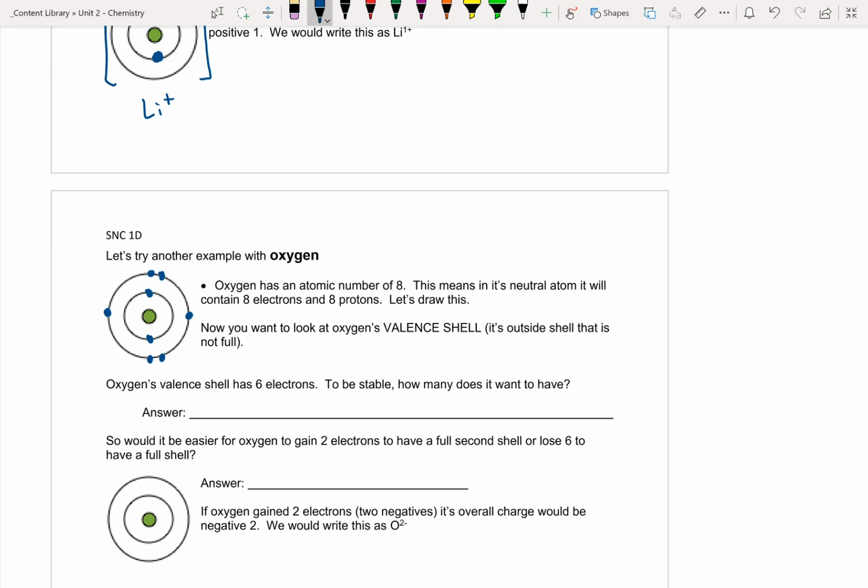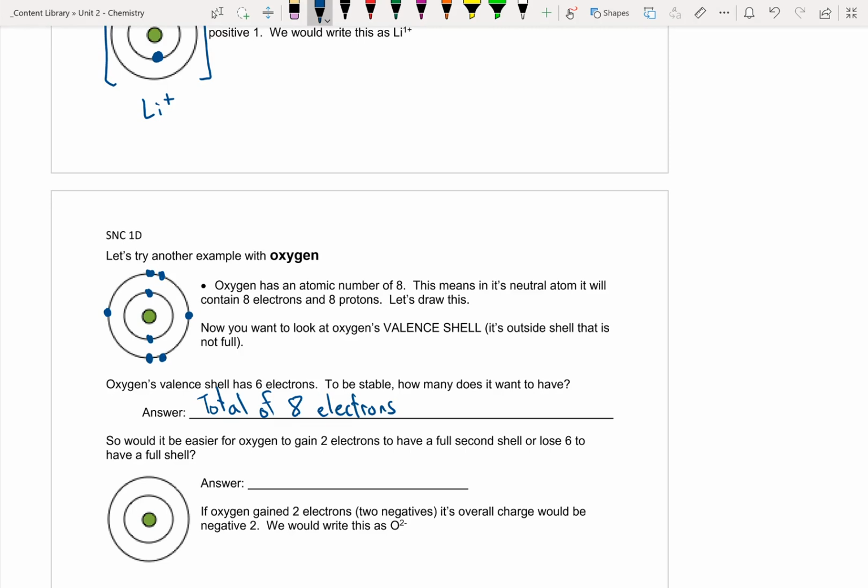Again, if I look at oxygen's valence shell, or its outside shell, I can see that its outside shell is not full. It wants to have a total of 8 electrons in its outer shell. So again, it has 6 in its outer shell, but to be stable, it wants to have a total of 8. So the next part of this, in order to create an ion, I need to make that outer shell stable.